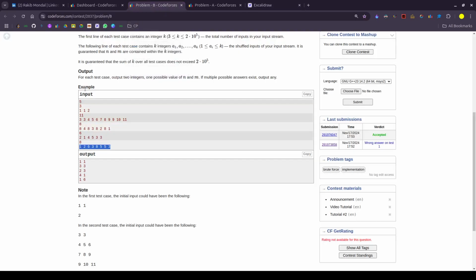Here it is clearly said that if multiple possible answers exist, output any. We can just output any possible answer. Okay, so this is the intuition.